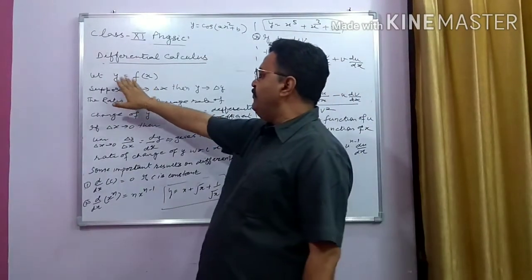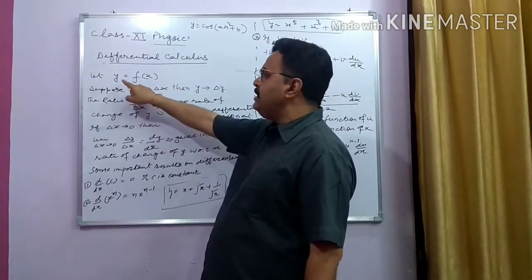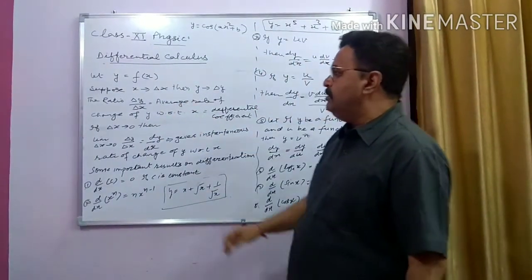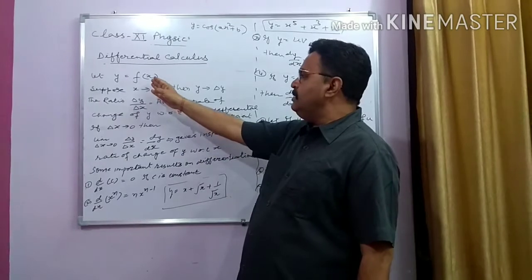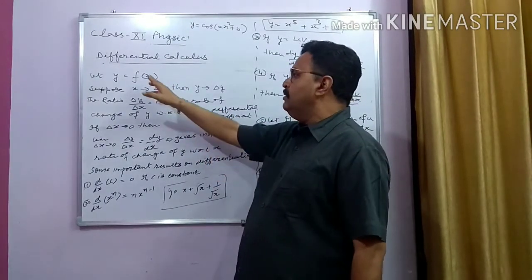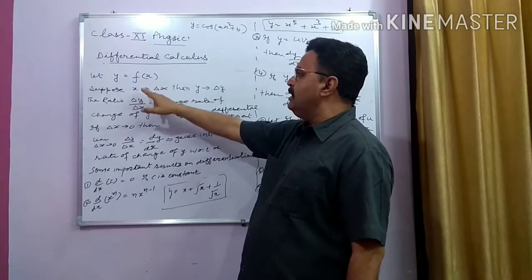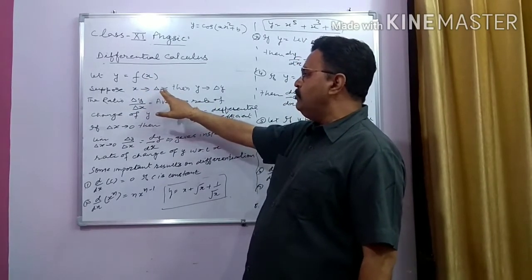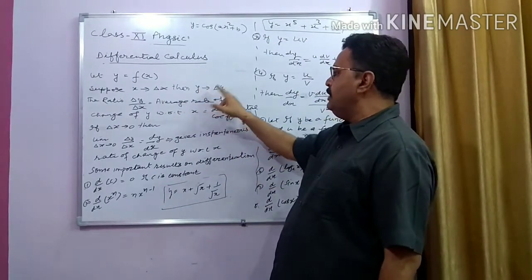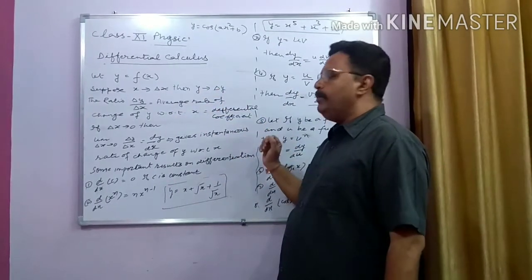Let y be a function of x. So we can write y equal to f(x). Then suppose there is a small increase in x. Suppose the value of x is increased by a small amount, that is del x, then the value of y will also increase by a small amount del y.